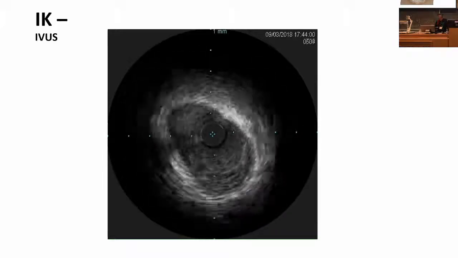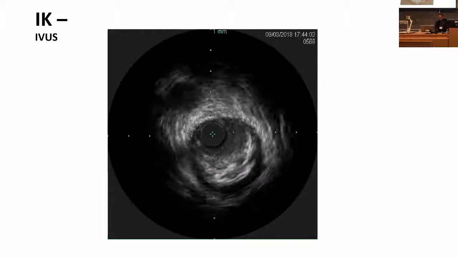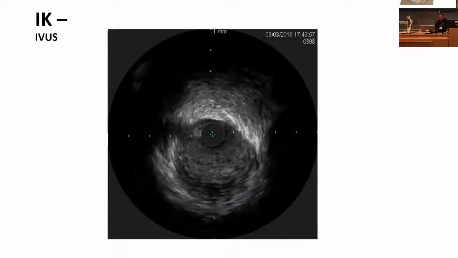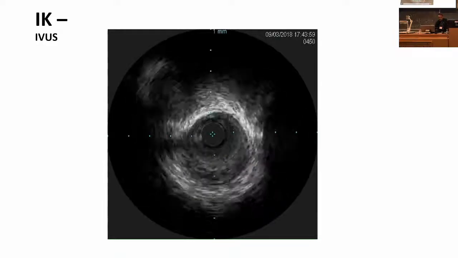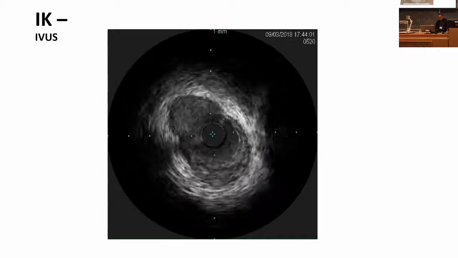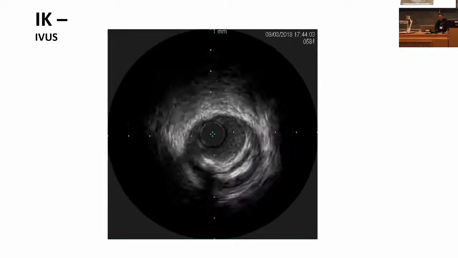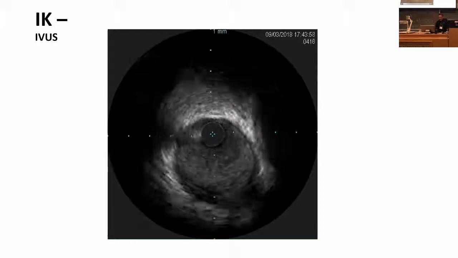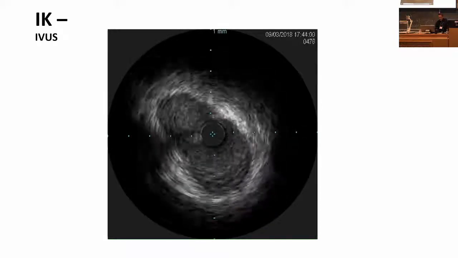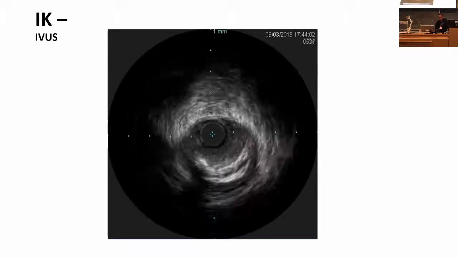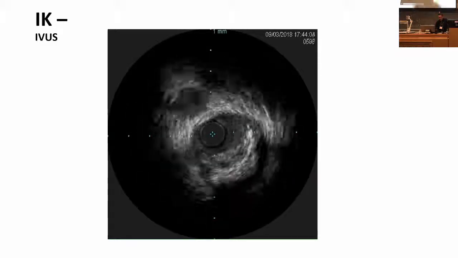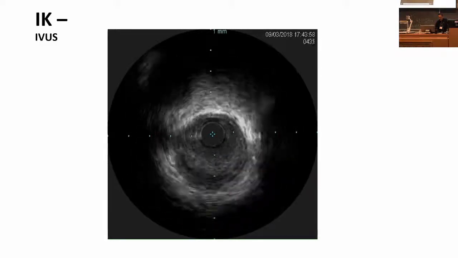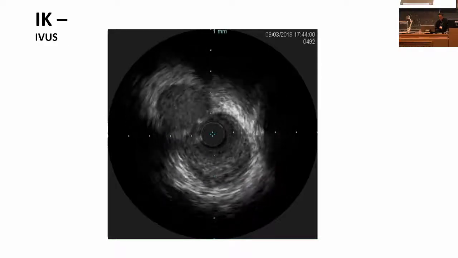Intravascular ultrasound, I just want to show you that there are different types. This one is a standard intravascular ultrasound with 45 megahertz, and you can see that this is a vessel, and then your hematoma would arise here, and the picture is quite nice and fine.